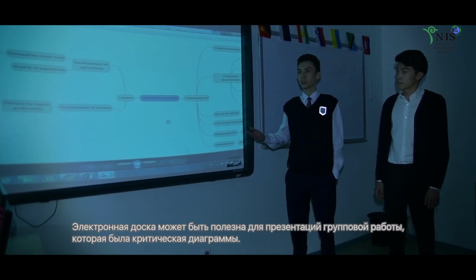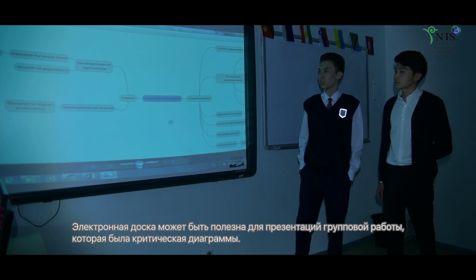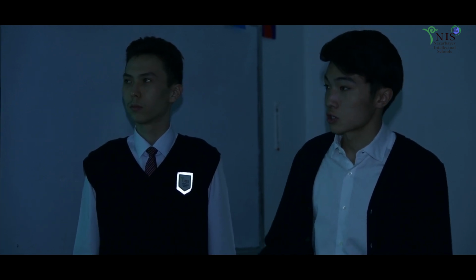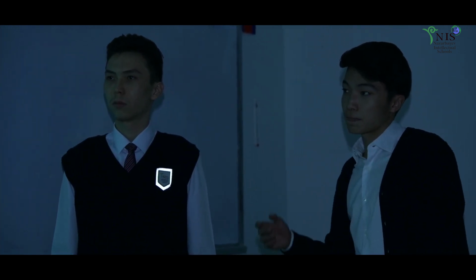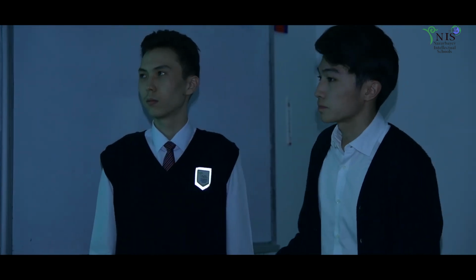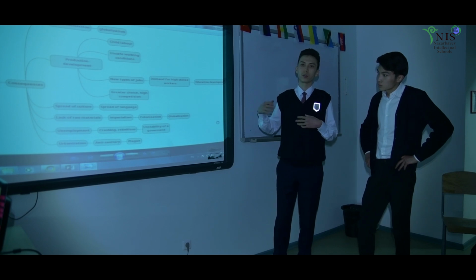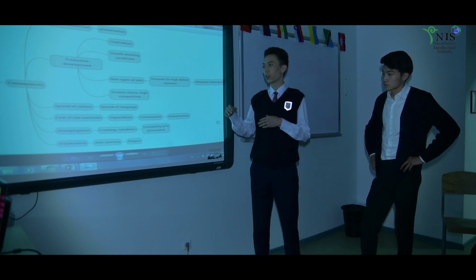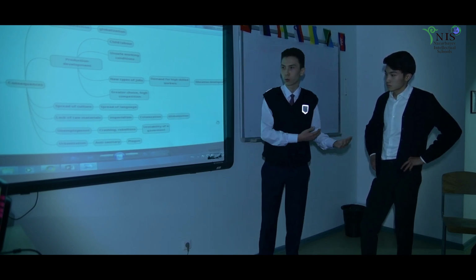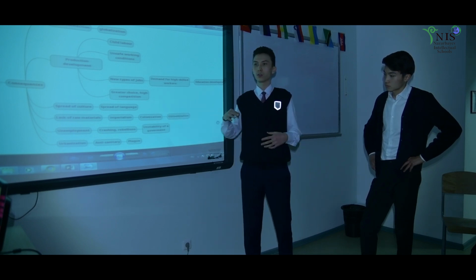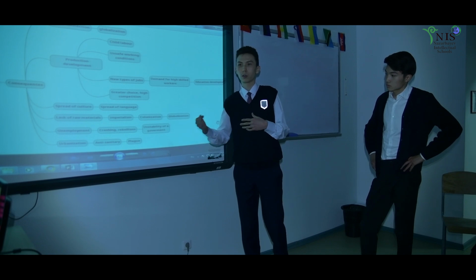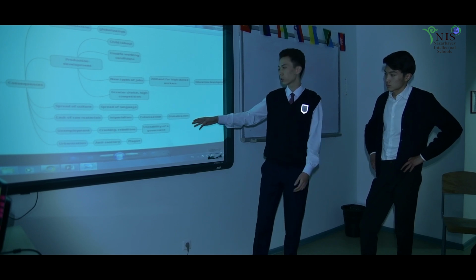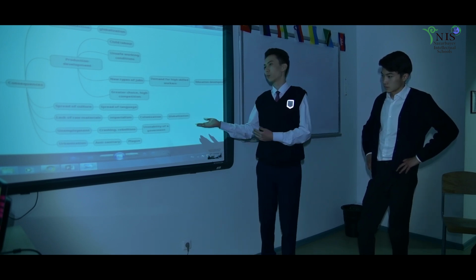The e-board can be useful for presentations of group work, that was the critical causative diagram. More food caused growth in population, cheap cost for food, and growth in population caused the development of science. So, as we know, Great Britain started its industrialism first, then they developed, but they demanded raw materials to develop their industries, of course. And that's why they decided to start imperialism in order to obtain new sources of raw materials. That's why colonization was caused, which led to globalization.